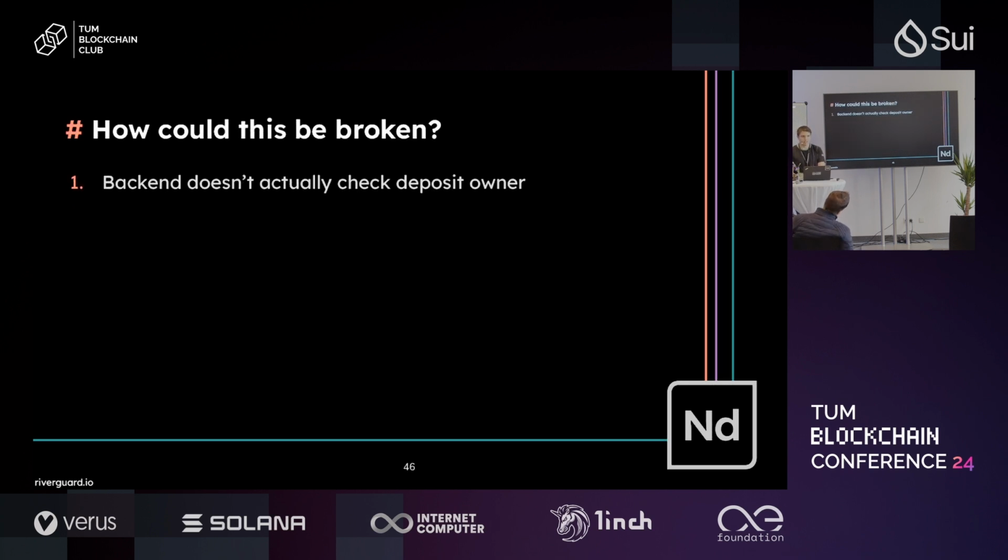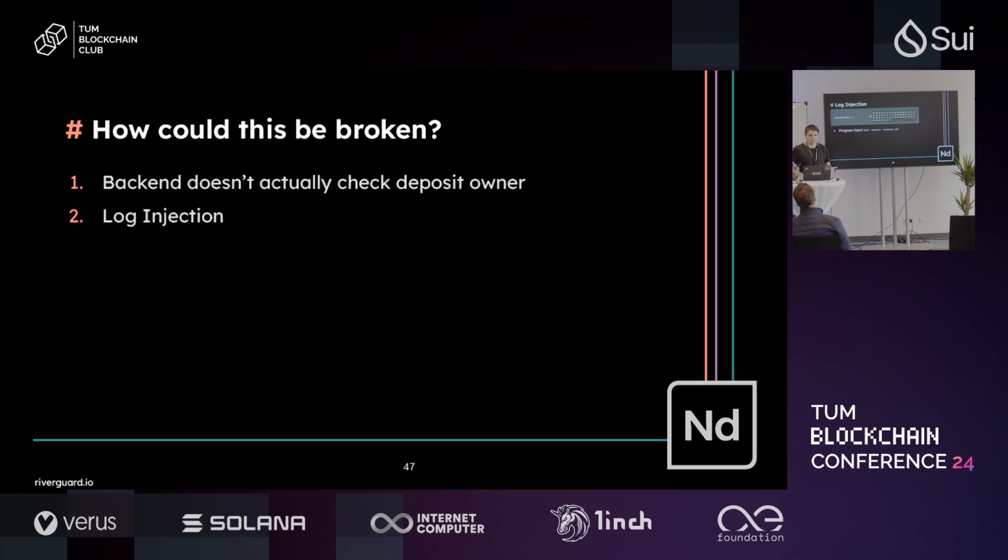How could it be broken in the end? Well, the backend does not actually check the deposit owner, or we can just log inject. Like, parsing strings is hard. Both of these bugs could probably be used to trick the backend into transferring us the liquidity token.